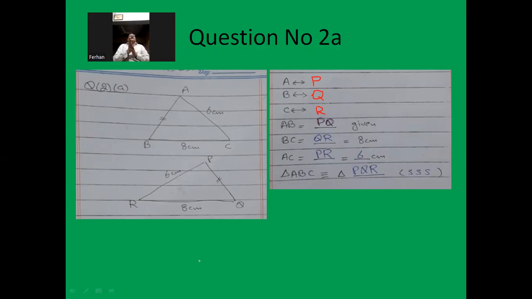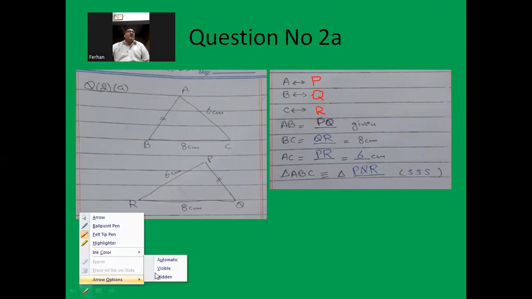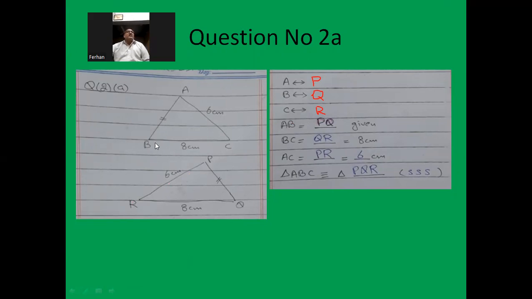AB is equal to PQ, and that is given. These marks, these symbols, mean they are equal to each other. So AB and PQ are equal because it is given. The side BC, and from here I will have QR. They are equal to each other. Both of them are 8 centimeters. Then from this triangle, AC is 6 centimeters. From here you will have PR, 6 centimeters.